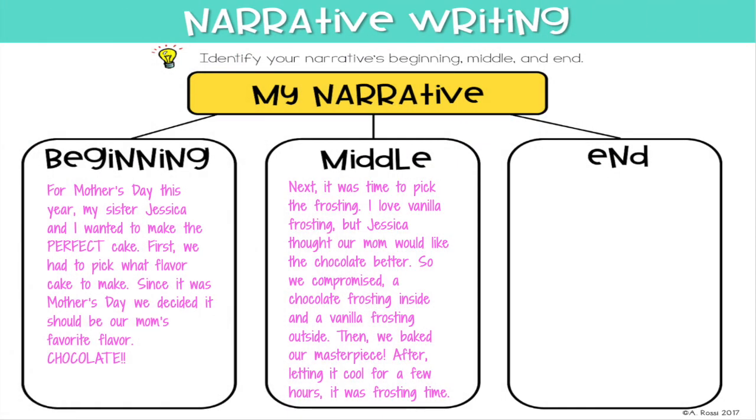In the middle box, I have next, it was time to pick the frosting. I love vanilla frosting, but Jessica thought our mom would like the chocolate better, so we compromised: a chocolate frosting inside and a vanilla frosting outside. Then we baked our masterpiece. After letting it cool for a few hours, it was frosting time. So the words that I use to show the reader that this is the middle part of my story are next and then. These words mean that the next part of my story is happening. It's not the beginning and it's not the end. It's the middle.